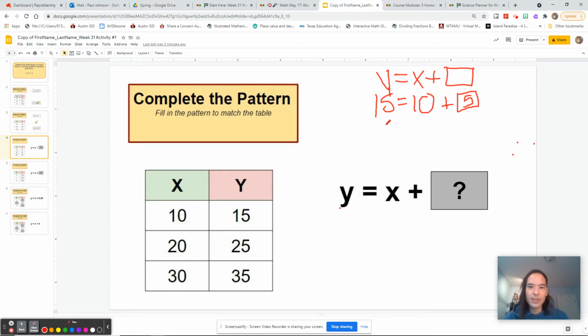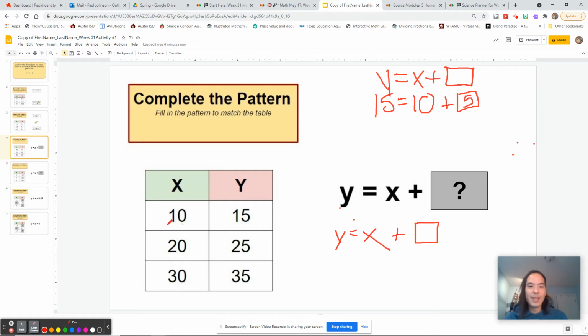Plus 5, right? Let's check with our other one. Nope, the pen's still not working. All right, back to mouse. Let me try this. Okay, so let's try using the same thing. Y equals x plus box. I'm sorry, my mouse skills are terrible. All right, y equals x plus box.